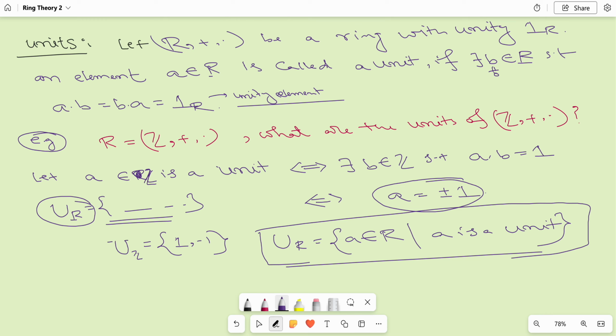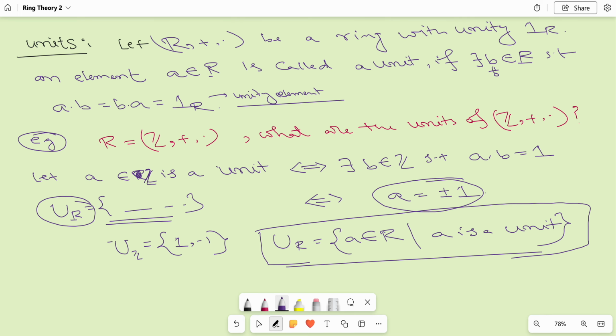So the clear definition of unit: in a ring with unity, an element a inside R is said to be a unit if there exists a b such that a dot b equals b dot a, which is 1_R, right? This is the definition of units. First of all, you need a ring with unity. After that, you can talk about the units. Otherwise, you cannot talk about the units of it, right? So the definition, I guess it is clear, right?